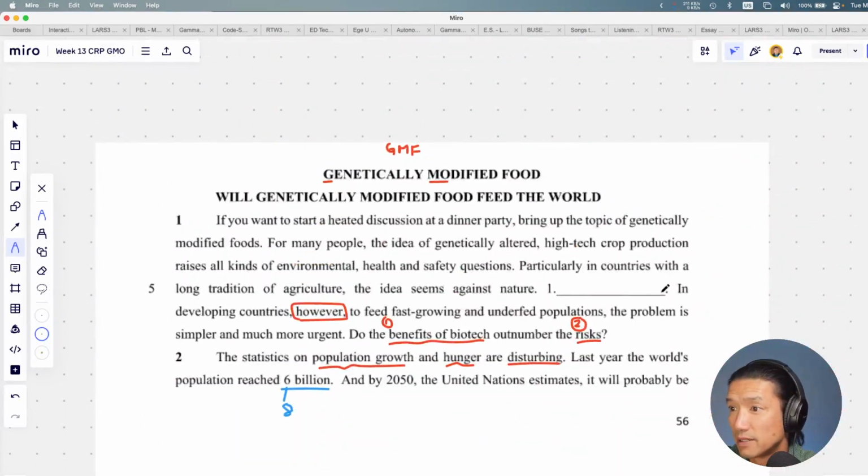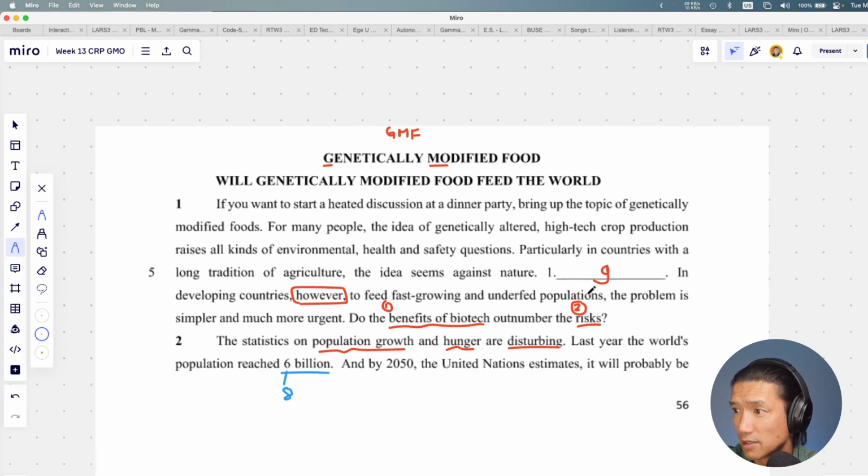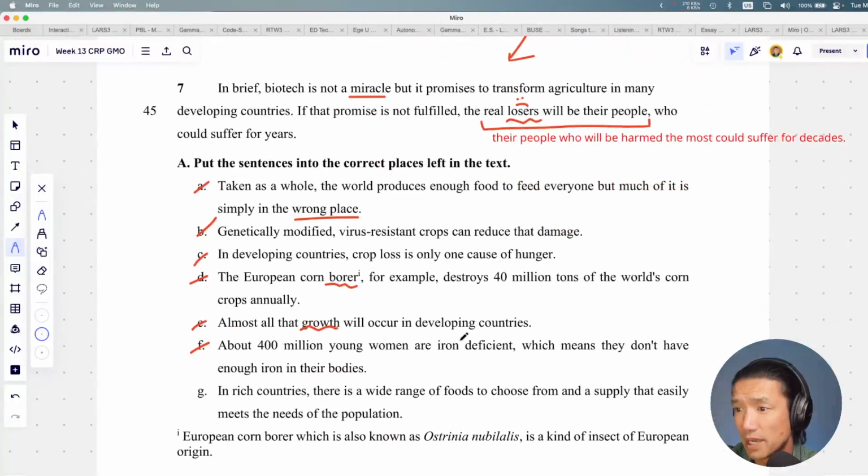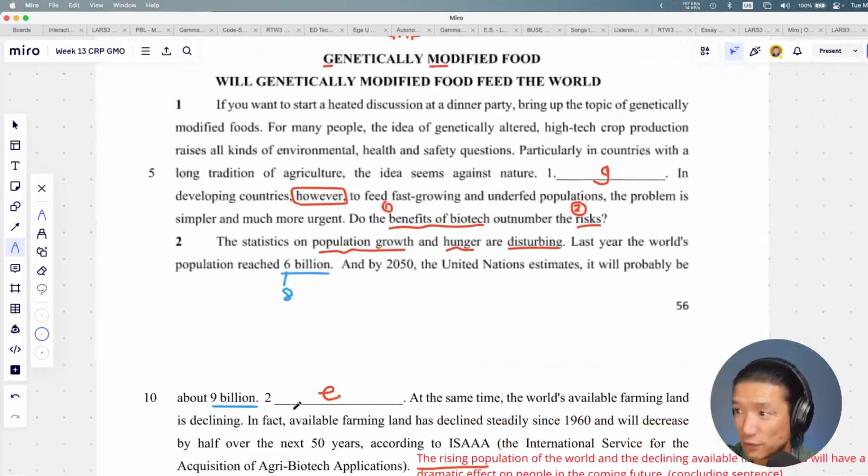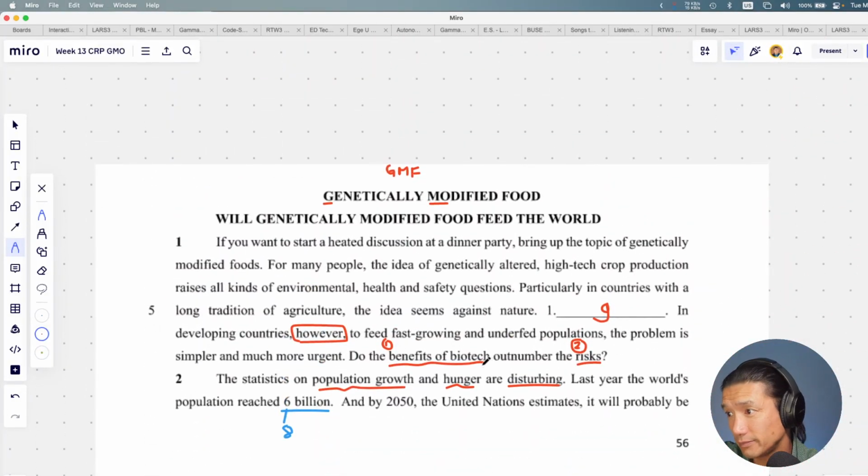It's the very first one. For many people, the idea of genetically altered high-tech crop production raises all kinds of environmental, health, and safety questions. Particularly in countries with a long tradition of agriculture, the idea seems against nature. Gee, against nature, why? In rich countries, there's a wide range of foods to choose from and a supply that easily meets the needs of the population. That easily reaches the population because of their infrastructure, the roads, food distribution, like we just talked about, right? Can they complain? No.